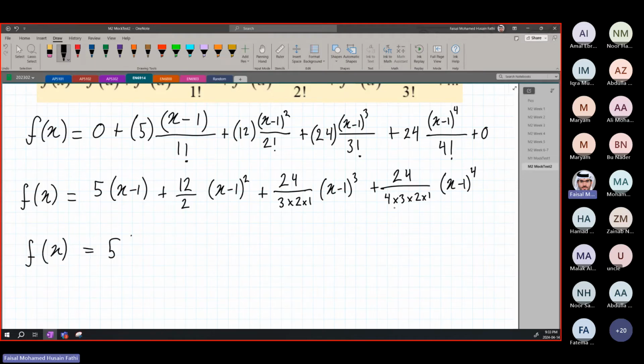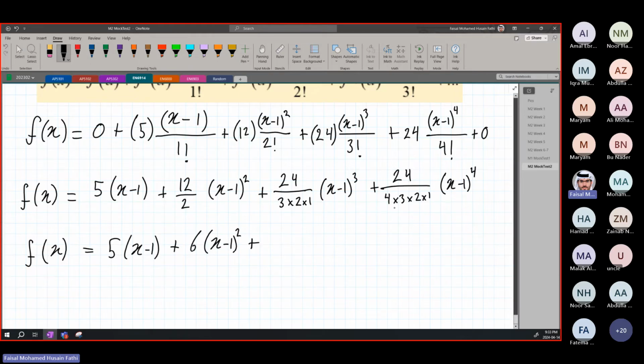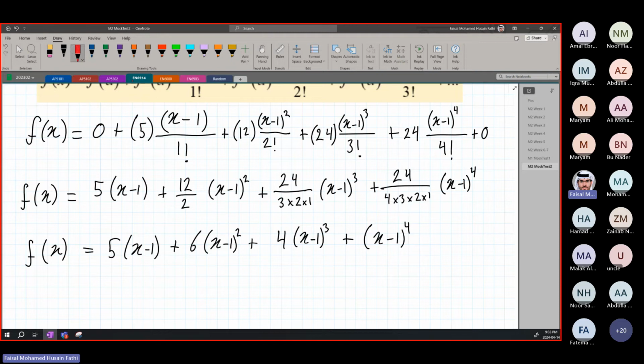So this is 5 into (x minus 1). You do not need to distribute. You can keep them in this form, it's fine. Plus 12 divided by 2 is 6, so 6 into (x minus 1) squared. Plus 24 divided by 3 factorial, or 24 divided by 6, is going to be 4, into (x minus 1) cubed. Plus 24 divided by 4 factorial, which is 6 times 4, which is 24. 24 over 24 is just 1. So it's plus (x minus 1) to the power of 4. And this is your final answer.